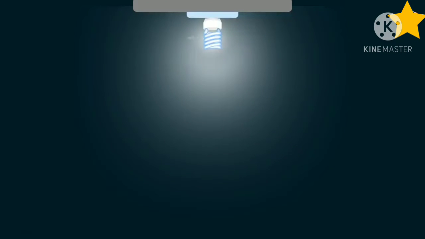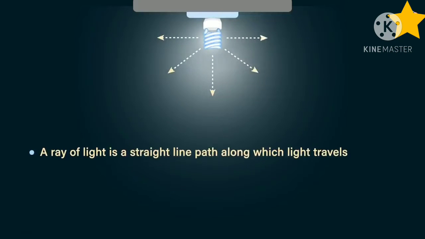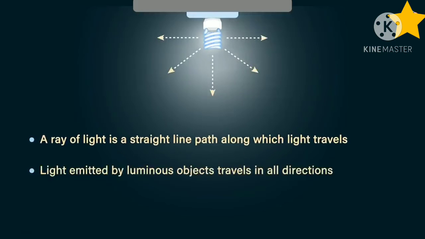Dear students, we already know luminous objects emit light in all possible directions, each direction along a straight line. The rays represent various paths along which light is traveling. These arrows are what we call rays of light. Define rays of light: a ray of light is a straight line path along which light travels. Light emitted by luminous objects travels in all directions.